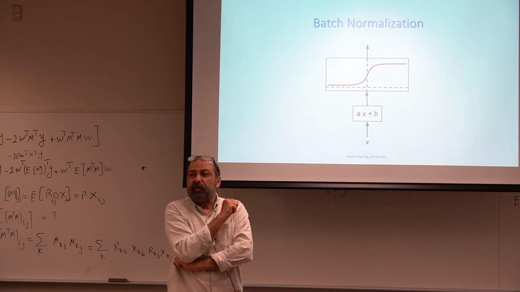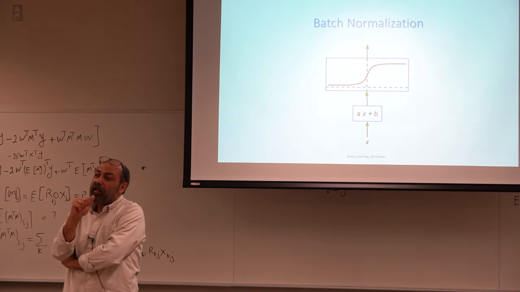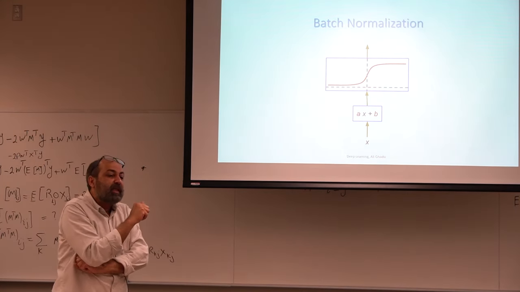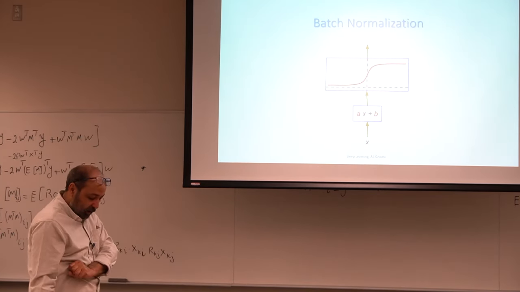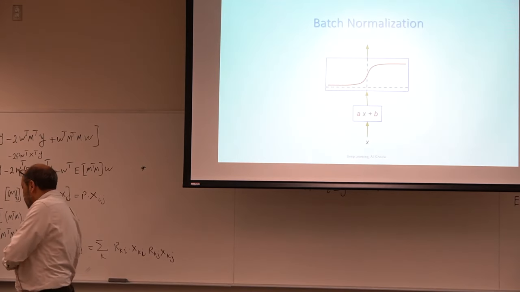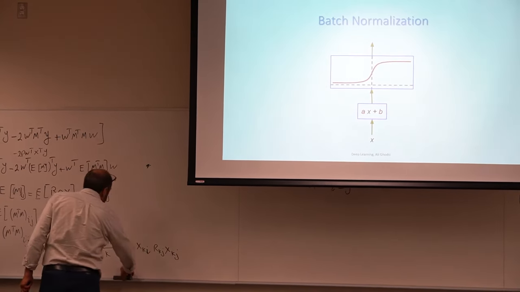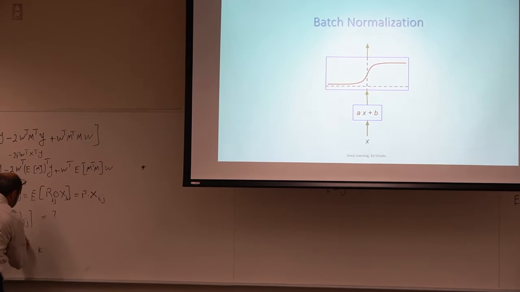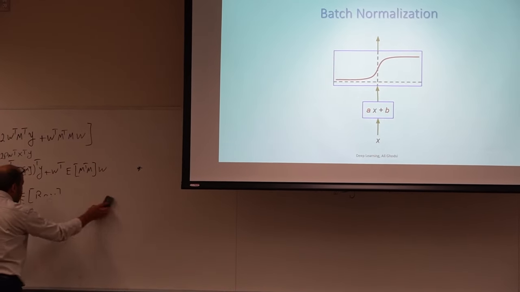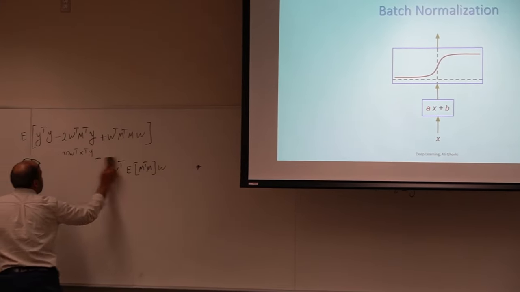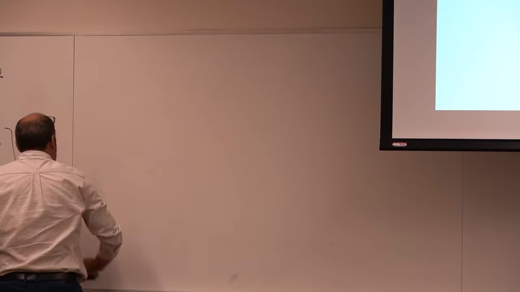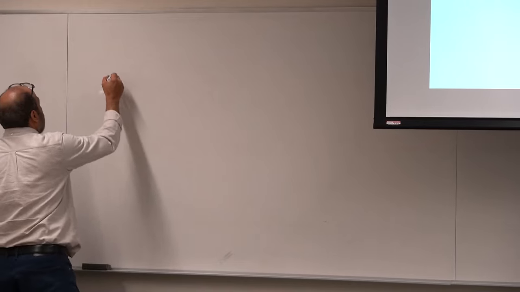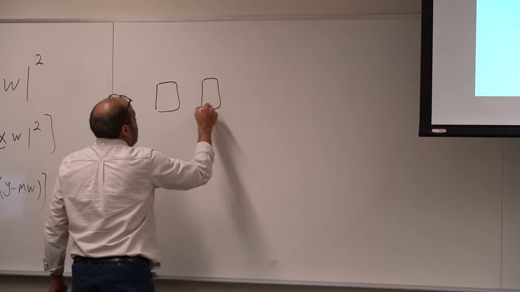So the intuition of this paper was that there is some sort of internal covariate shift in the network. It's a pretty unclear term. We know what covariate shift is, but it's not quite clear what internal covariate shift means. Their intuition was that, suppose that you have a network with many layers.